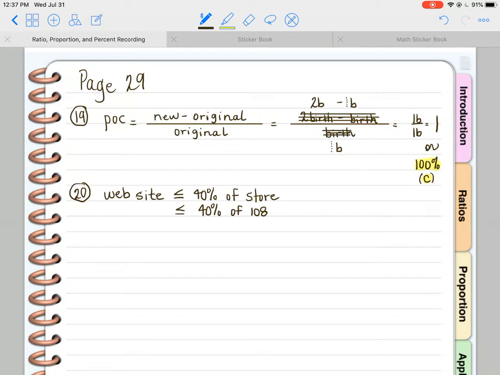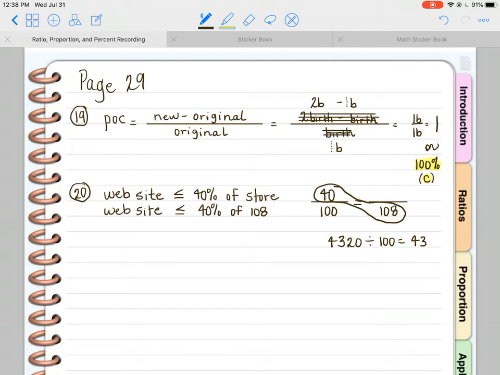So we need to solve this percent problem, and there are several ways to do it, but since I've taught you a proportion, that's what I'm going to use. So I'm going to say percent over 100, which is 40 over 100. Of is a whole, so that would be down here. So we have 108 times 40. Let me grab my calculator. And that is 4320 divided by 100.